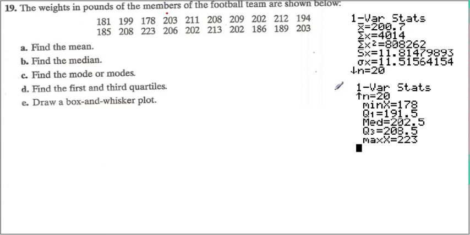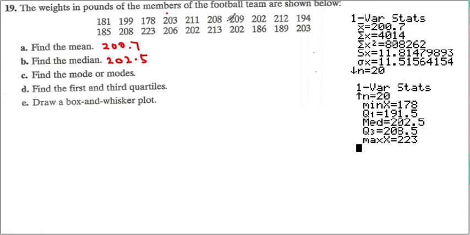Find the mean. The mean will be this one, which is 200.7. Find the median. The median will be right over here, 202.5. Find the mode.